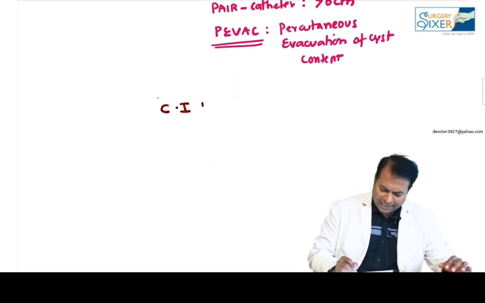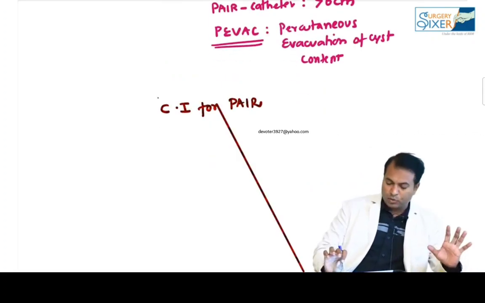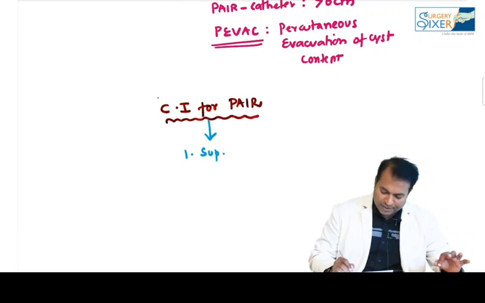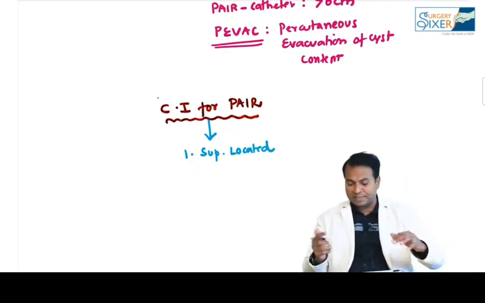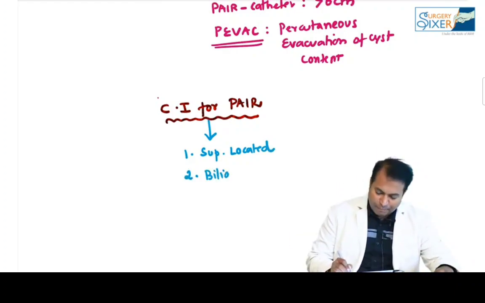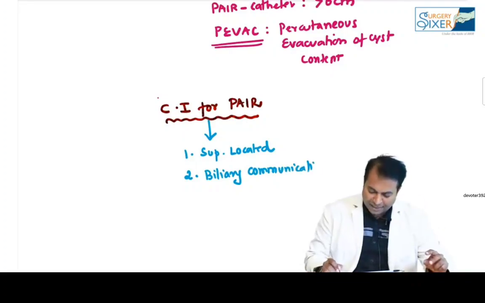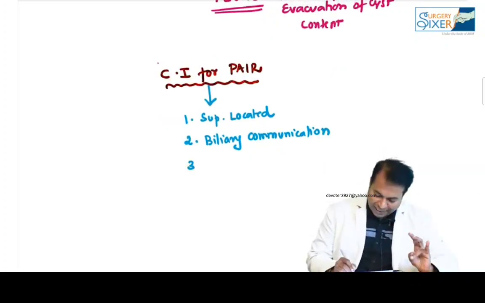So now comes the AIIMS question. What are all the contraindications for PAR? High yield MCQ for AIIMS. Please don't forget, the last question in this topic is this. Contraindication of PAR. Number 1, if the cyst is superficially located, you should not do PAR because it can rupture inside. Number 2, if there is a biliary communication, we should not use PAR because if you use the scolicidal agents, that will go inside the bile duct and can cause biliary sclerosis.